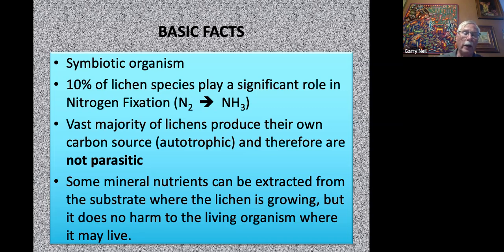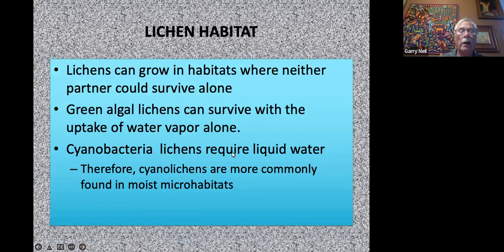Okay, anyway, some of the minerals that are in bark or rock or soil or whatever can be extracted by the lichen and be utilized. But again, there's no harm to the organism where other species of plants would be living. Okay. The other interesting thing is that lichens can grow in habitats where by themselves they couldn't survive on their own.